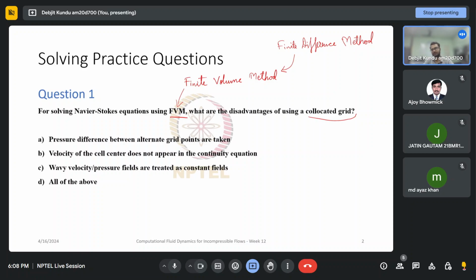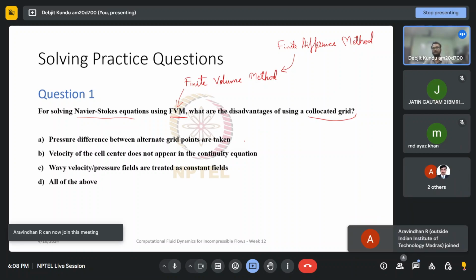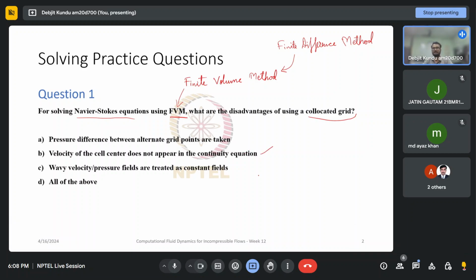Okay, so back to question number 1, which is asking us that for solving Navier-Stokes equations using finite volume method, what are the disadvantages of using a collocated grid? Is it option A, pressure difference between alternate grid points are taken? Is it option B, velocity of the cell center does not appear in the continuity equation, which someone has answered? Or is it option C, that wavy velocity or pressure fields are treated as constant fields? Or is it option D, all of the above? We have one response so far in favor of option B. Let's hear what others have to say.